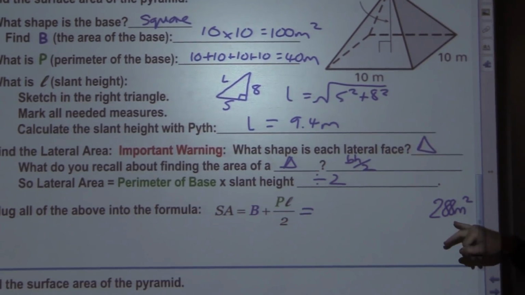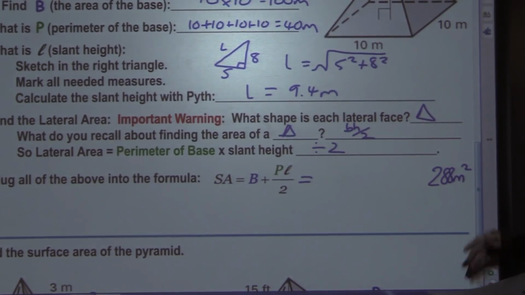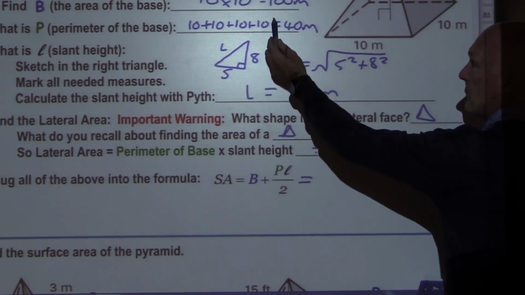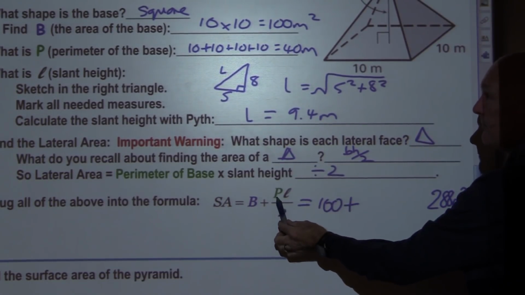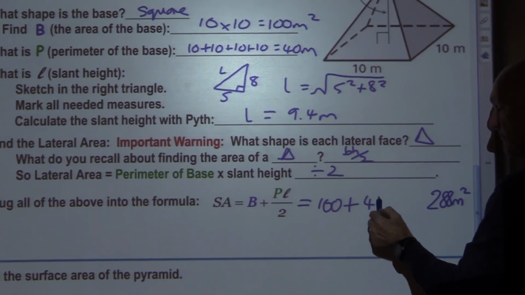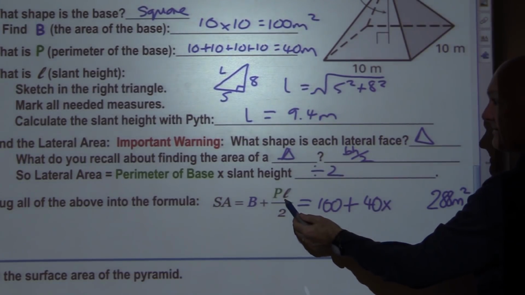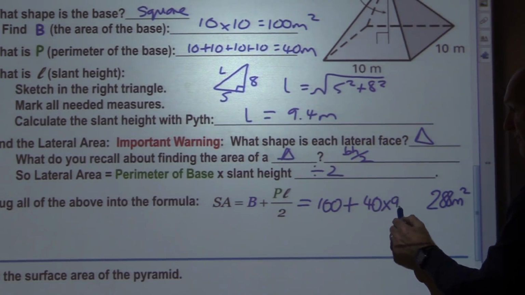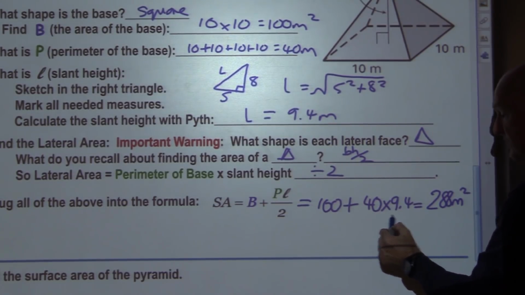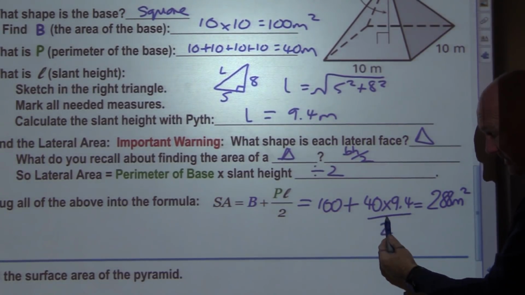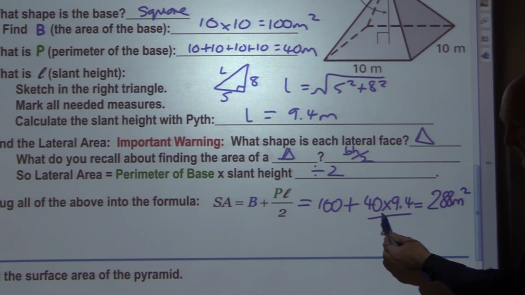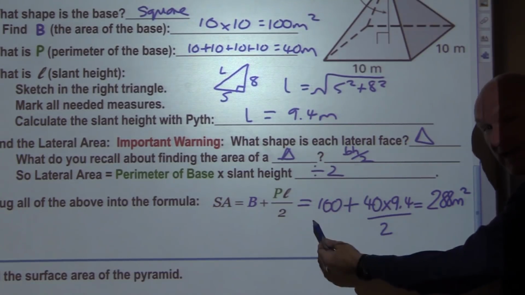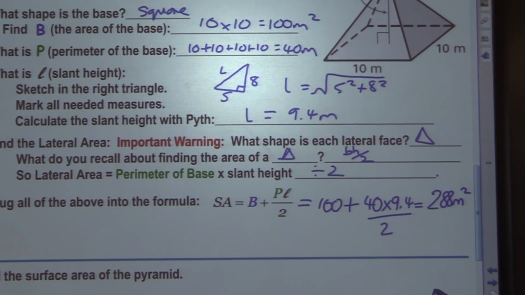Now I've cheated a little bit. I've already put the answer, 288 meters squared. The base, remember, we got from up here was 100. We add to that the perimeter, which was 40, multiplied by our slant height, which is 9.4. And remember, we have to divide that little bit, not everything, just this, by 2. This stands alone. And hopefully when you use PEMDAS, so you're going to do this bit first, finally add in 100, you will get 288 meters squared.